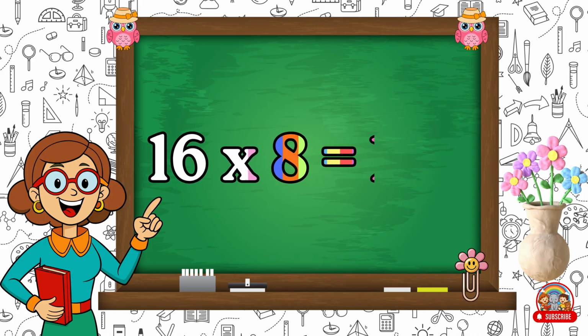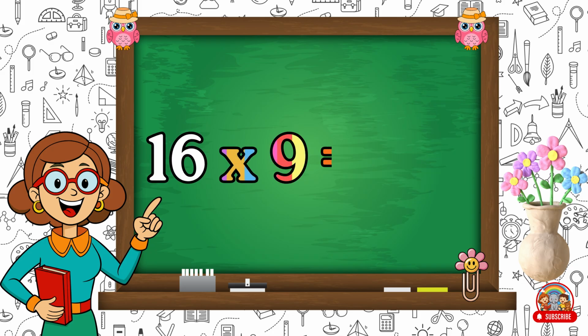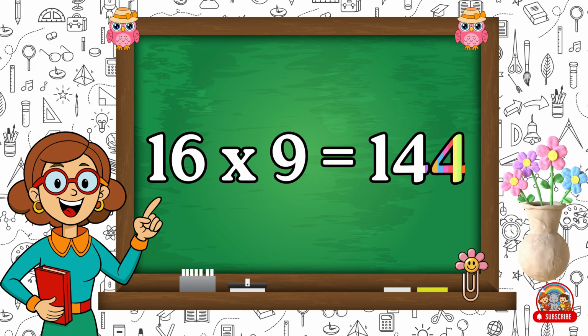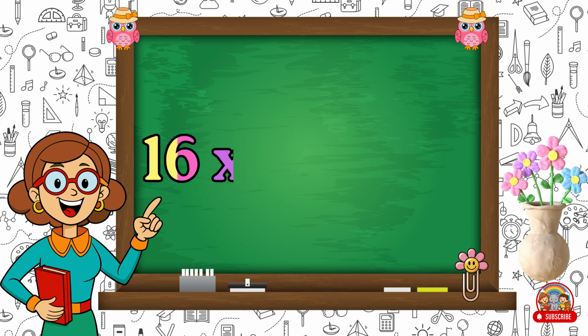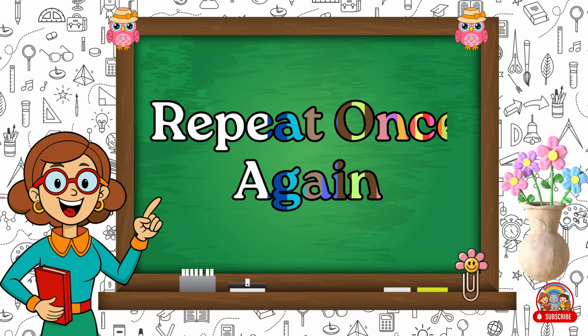16 eights are 128. Very good kids. 16 nines are 144. And last 16 tens are 160. Repeat once again.